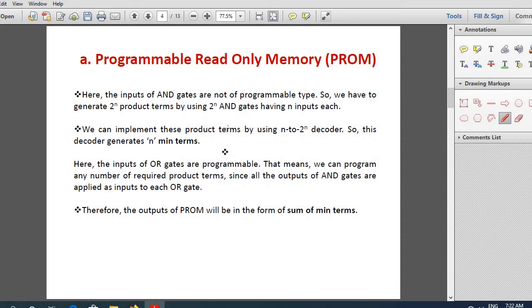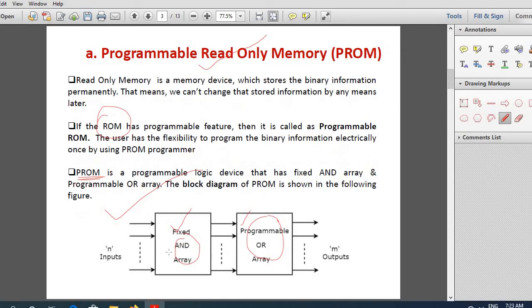Actually, the circuit which takes n inputs and gives you 2 raised to n product terms is a decoder. You can go and check back the circuit of a decoder. A decoder is originally a circuit which takes n variables at the inputs and gives you 2 raised to n product terms. It has 2 raised to n AND gates. So instead of this AND array, it is good enough if you use an n to 2 raised to n decoder. Or you use 2 raised to n AND gates. It is the same as using a decoder.